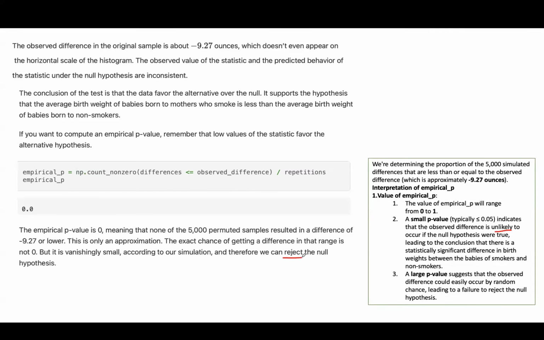That's the conclusion based on the p-value that we calculated. The p-value is very small. Since the p-value is less than or equal to alpha, you're going to reject the null hypothesis, and you're going to support the alternative hypothesis that there is a difference between the weights of newborns.